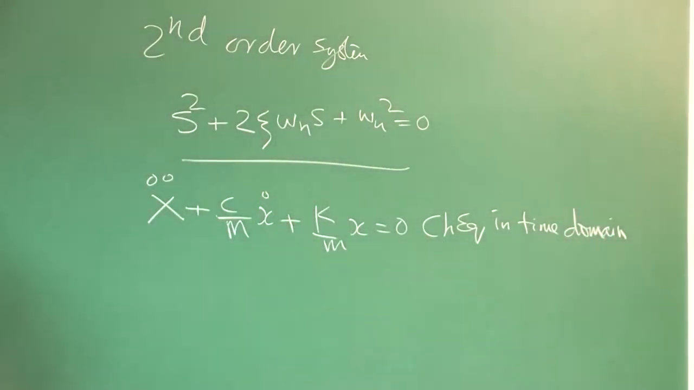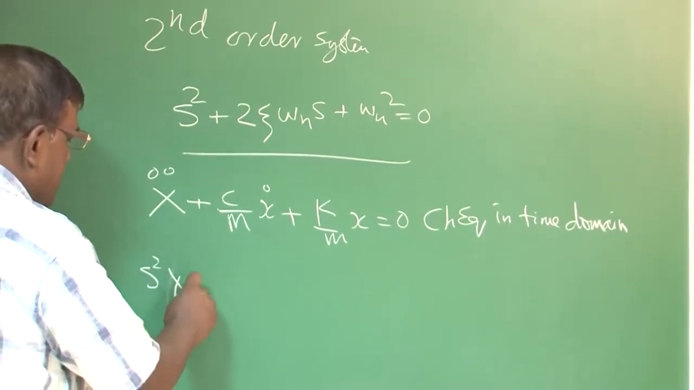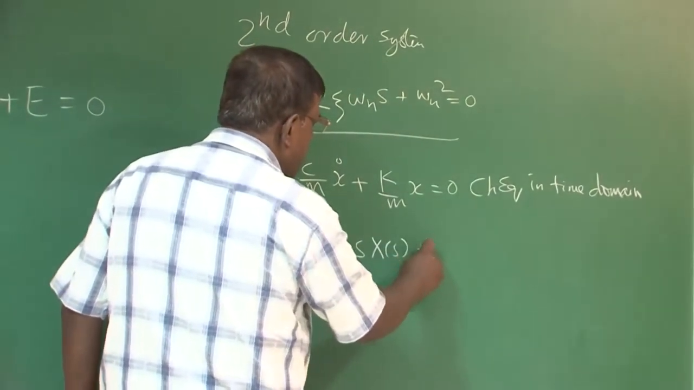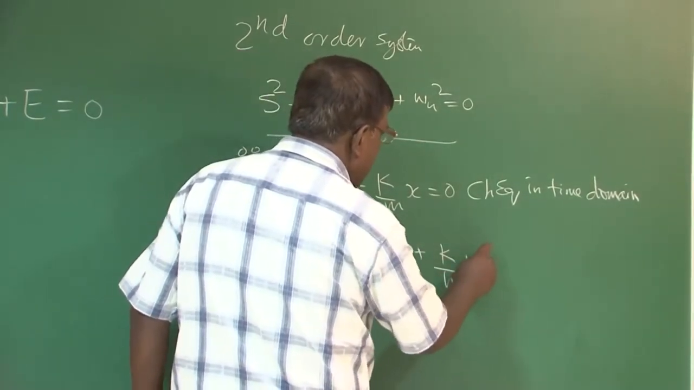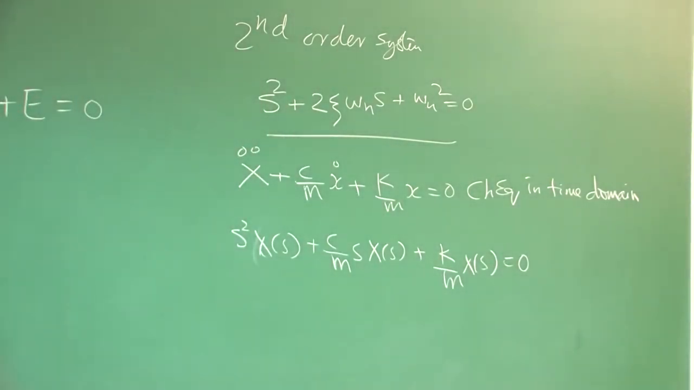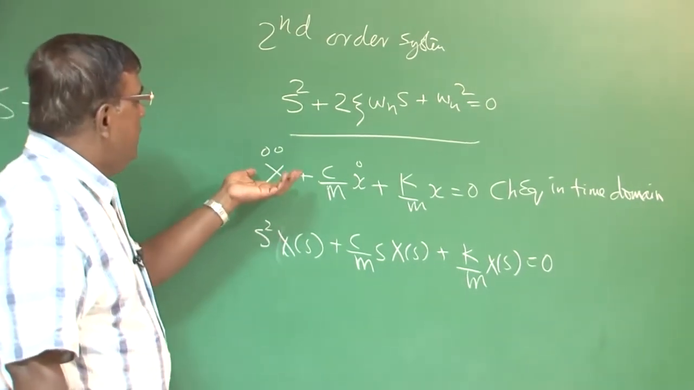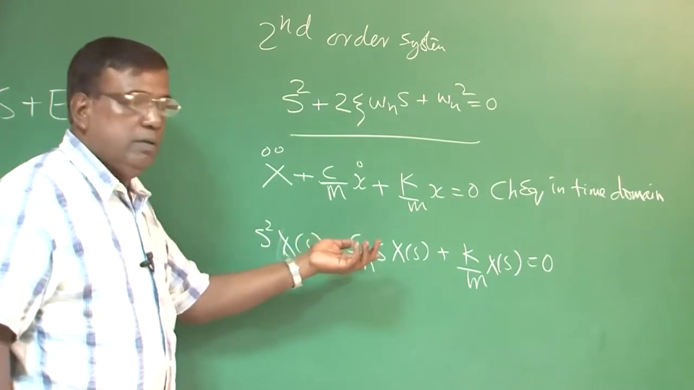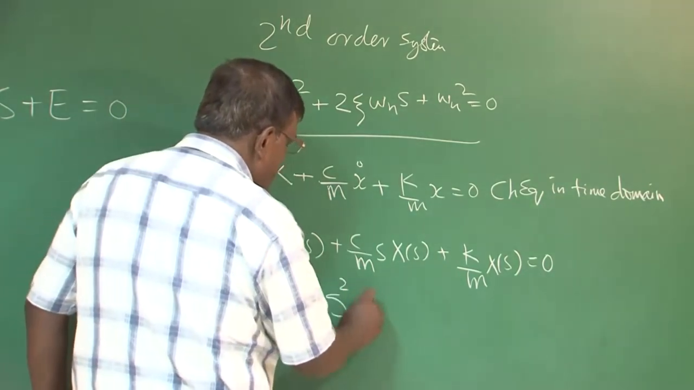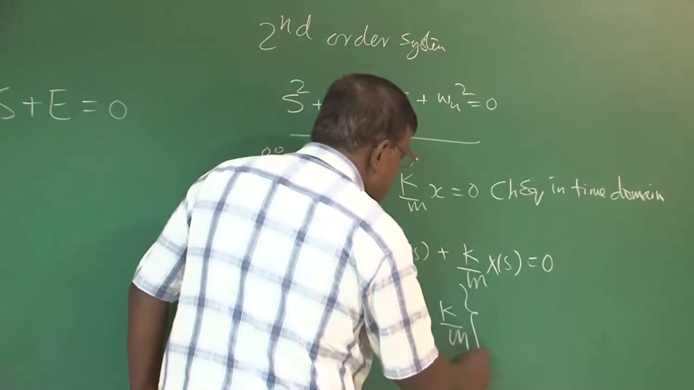And then we took the Laplace transform, so it becomes s^2 X(s) + (c/m) s X(s) + (k/m) X(s) = 0. So this is in the frequency domain. We have applied the Laplace transform to this equation. What changes have we seen? From a differential equation, it has become an algebraic equation. And then we said, I take X(s) common, so s^2 + (c/m) s + (k/m) = 0.